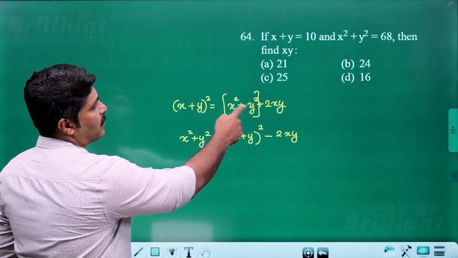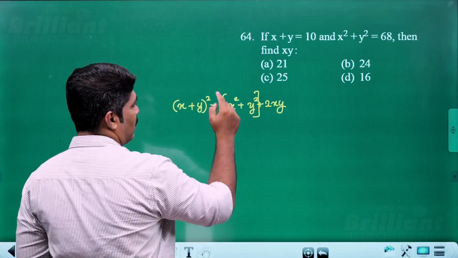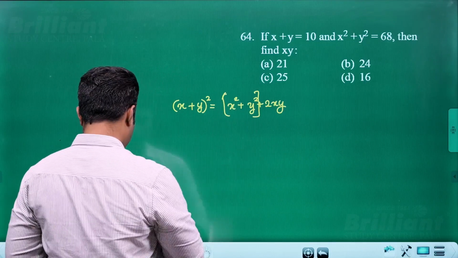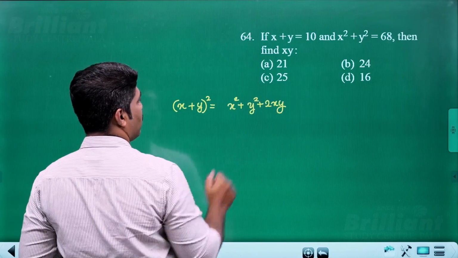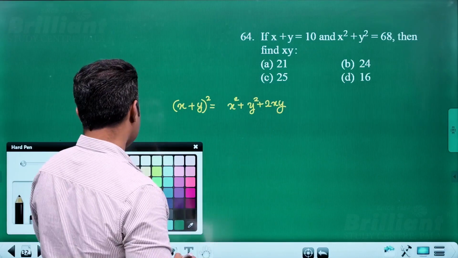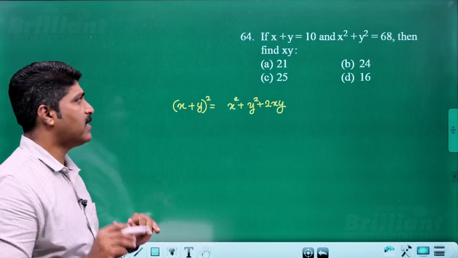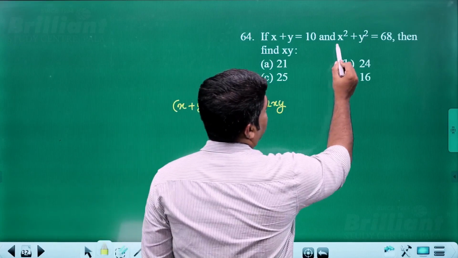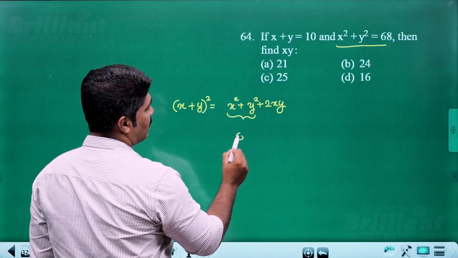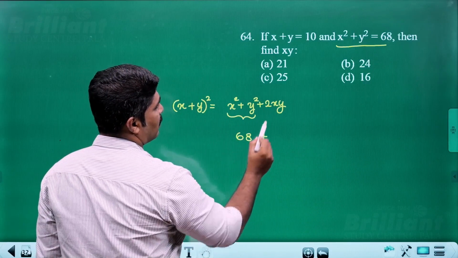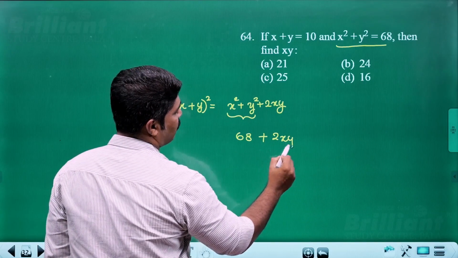So directly from this step itself you can find it, instead of writing this rearrangement. If we are simplifying this one, from the step itself we can catch it. So here x square plus y square plus 2xy, that's a direct application. Which are the values available here? X square plus y square is here. So this is x square plus y square, what is it? 68 plus 2xy, that we have to find out.